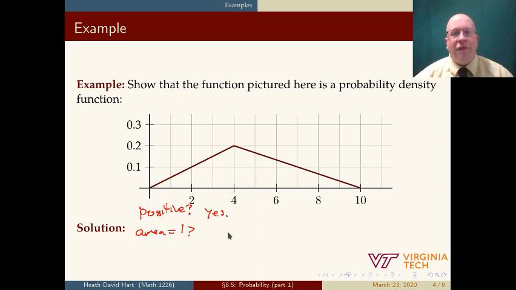If I think of this as a triangle, the base of the triangle is 10, and the height of the triangle is 0.2. And the area is 1/2 times the base times the height, which is 1/2 times 10 times 0.2, and that's equal to 1. And so this is a probability density function.